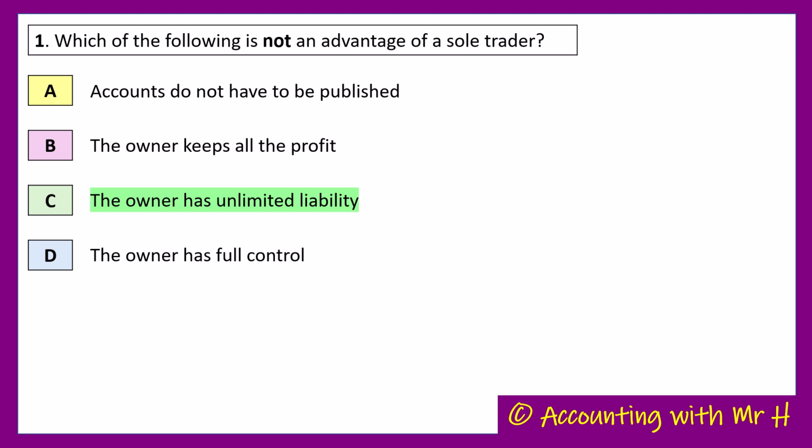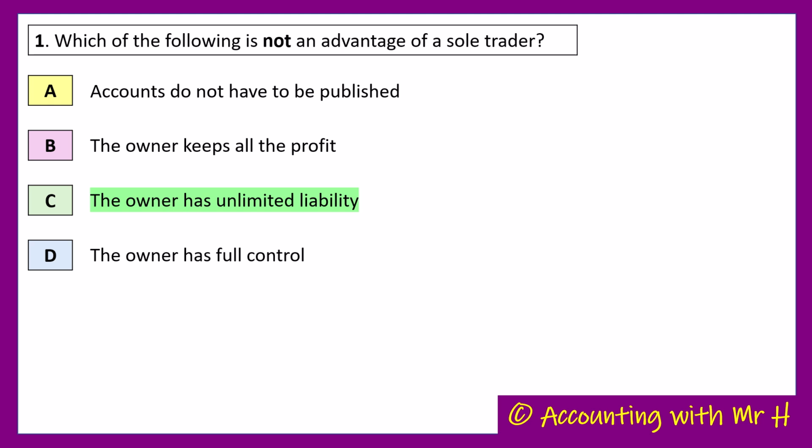So if the business were to incur a lot of debt, let's say there was £20,000 of debt to be paid back, and the business didn't have that amount of money, the sole trader themselves would be liable, responsible for paying back that £20,000. And that might mean they have to sell some of their personal possessions, like their own car, maybe even their house, in order to pay that. And that's why it's called unlimited liability, because the owner is liable, responsible for any debt until it's paid off, unlimited.